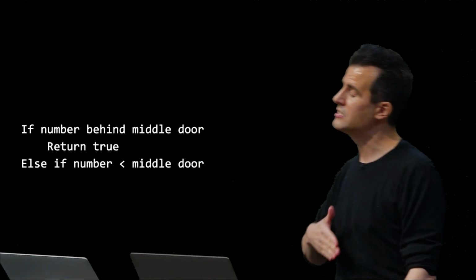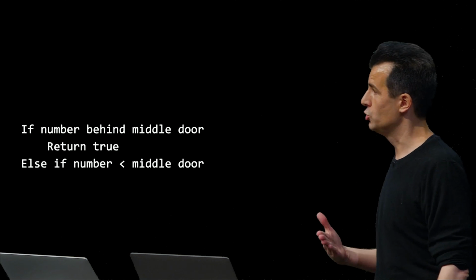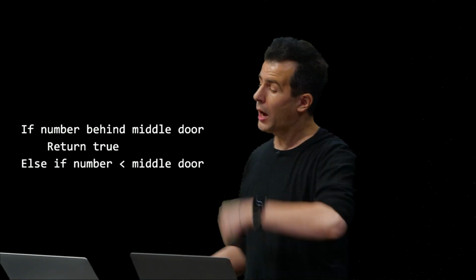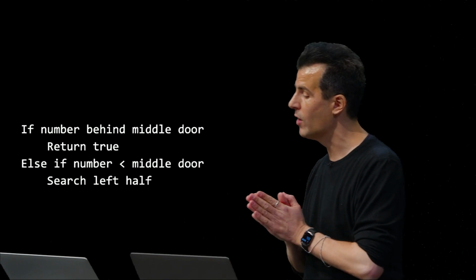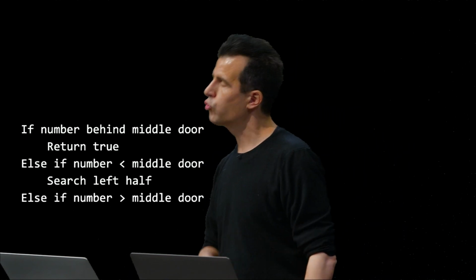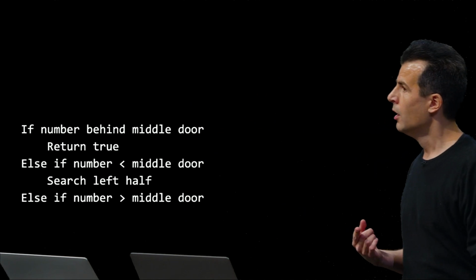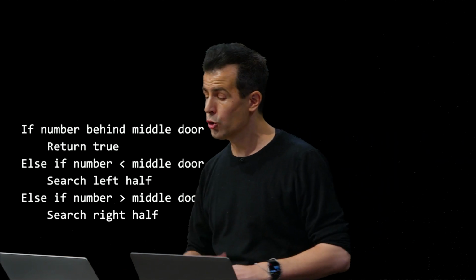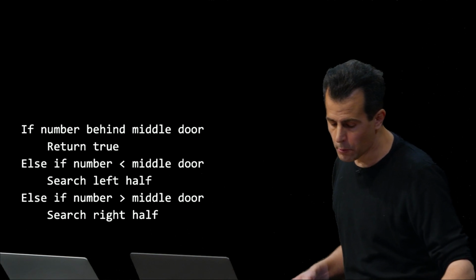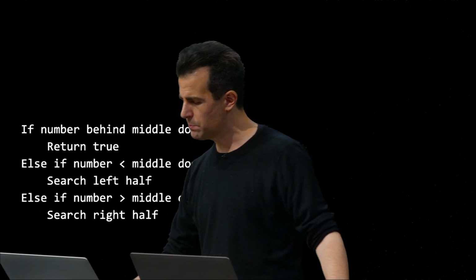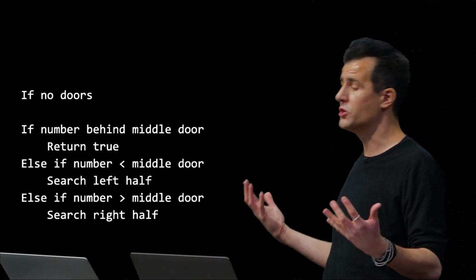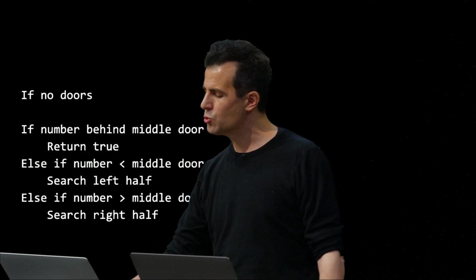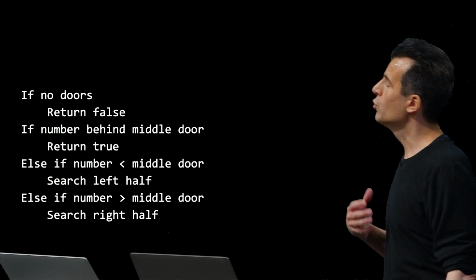So if the number is less than that behind the middle door, then just like with the phone book, I'm going to go to the left, and I'm going to search the left half of the remaining doors in the array. Else, if the number is greater than that behind the middle door, then like the phone book, I'm going to go ahead and search the right half of the phone book. But there might still be one final case potentially whereby if there's no doors left at all, or no doors in the first place, I should at least have this one special case where I do say return false.